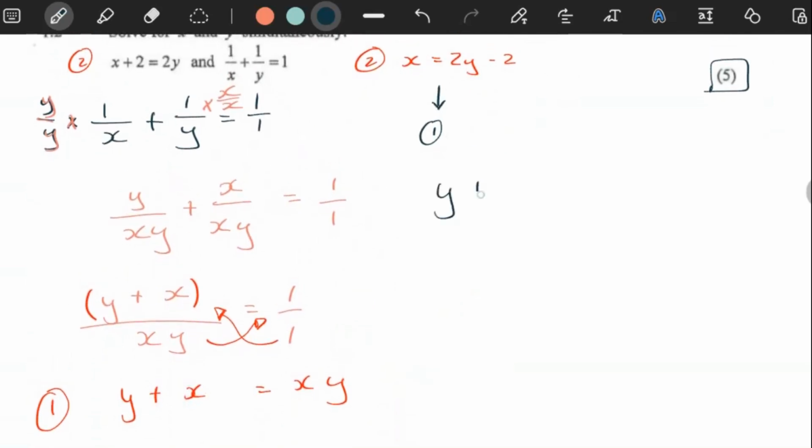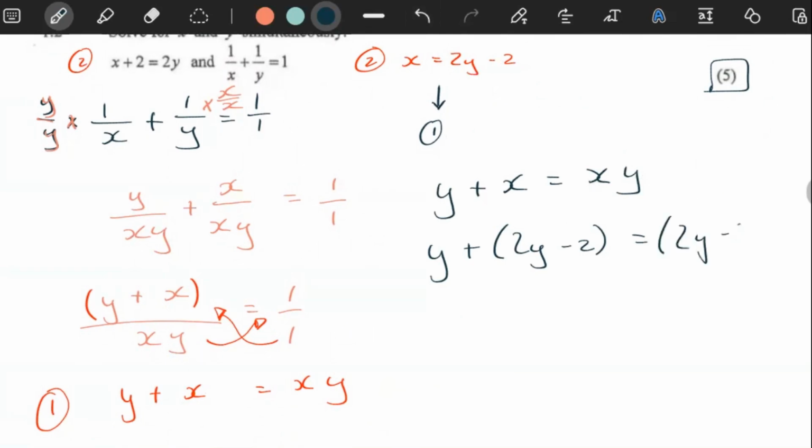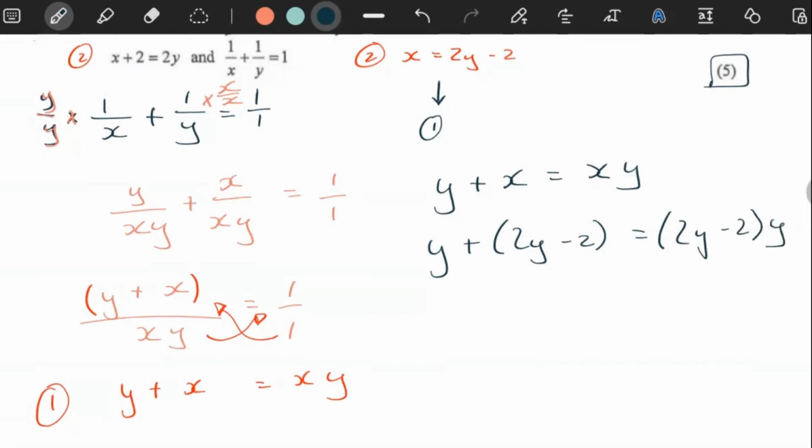So we have y here plus x. This is our equation. So wherever we see x, we're going to put 2y minus 2. So here we're going to have 2y minus 2. And then here where we see x, we have to put 2y minus 2. And then here, it's just our y. So now we can just solve for y.